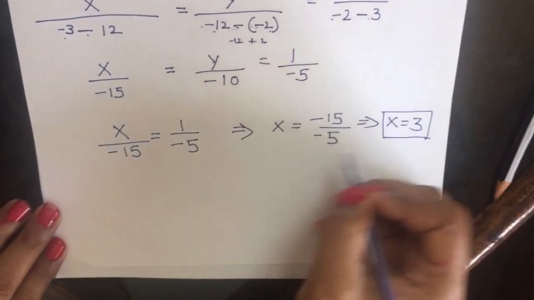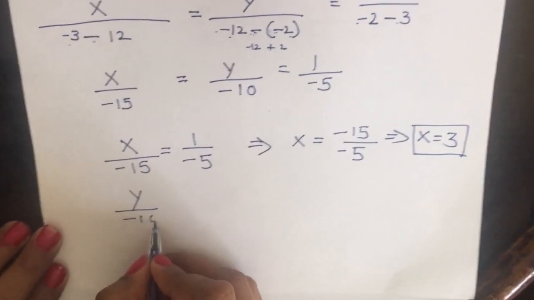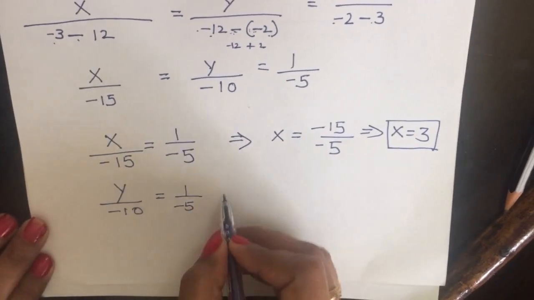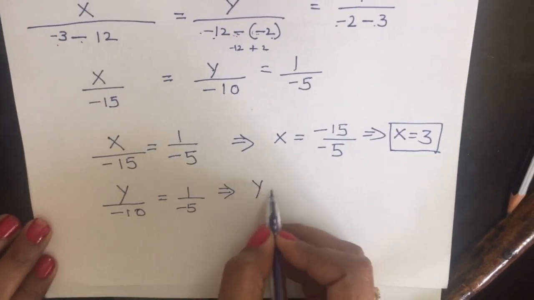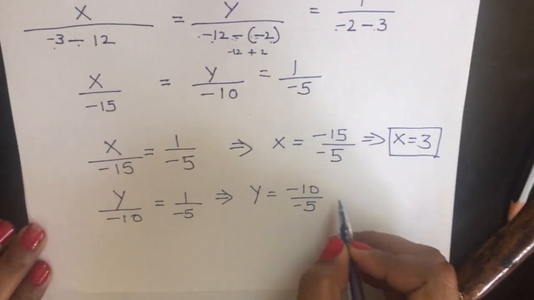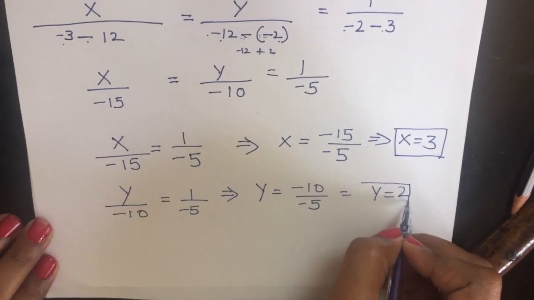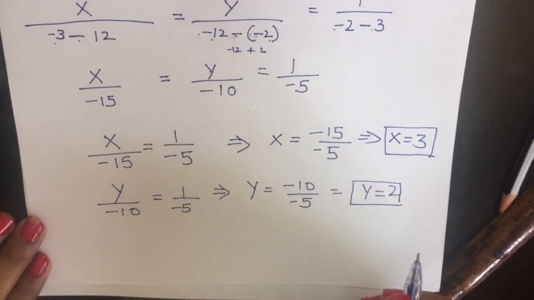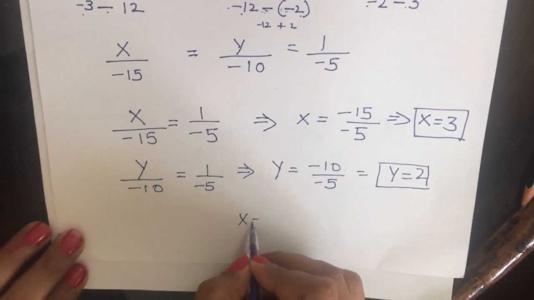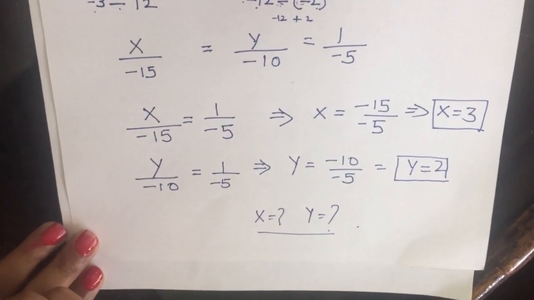Right? Similarly, when we equate the y term, y upon minus 10 is equal to 1 upon minus 5, which implies y will be given as minus 10 upon minus 5. So this will give you y equals 2. So simply by substituting in the formula, this method can be used to calculate the values of x and y. Any linear equation can be solved using this formula.